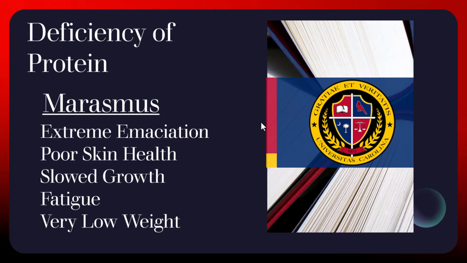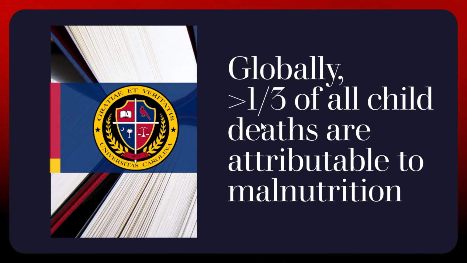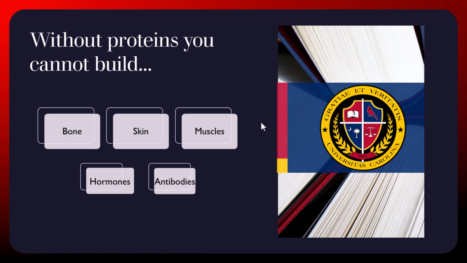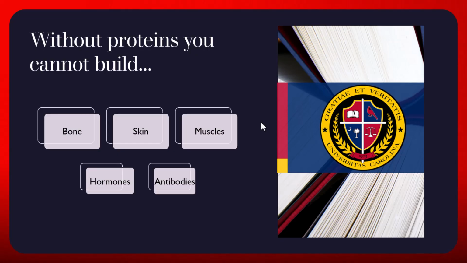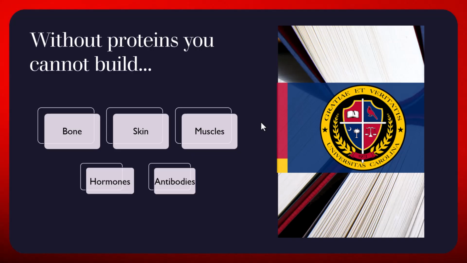And it happens to lots of children, unfortunately. So globally, 1/3 of all child deaths are attributable to malnutrition. That's a huge number. Without proteins, a person can't build bone, skin, muscles, hormones, antibodies. So you can see how this would be a potentially fatal situation when there's not enough protein.